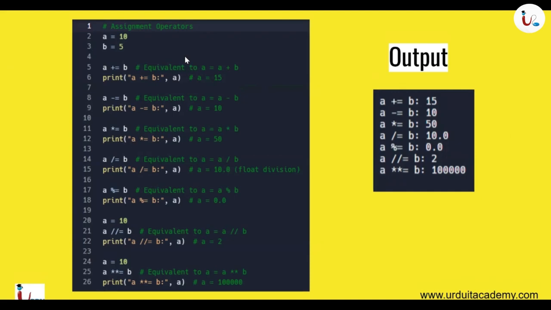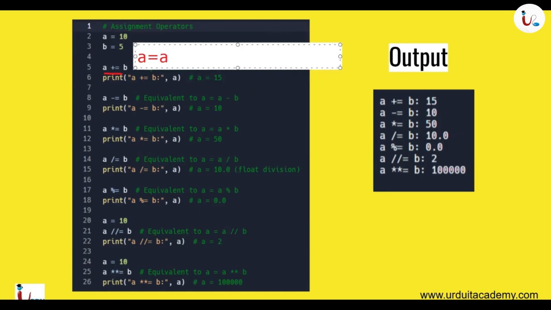I'm just checking. A plus equal to B is the same as writing A equal to A plus B. So A is 10, B equal to 5, right? So A plus equal to B will give you the output 15. A will be 15 now. Sorry, A plus equal to B is the same as we are writing, I'll show you, A equal to A plus B.